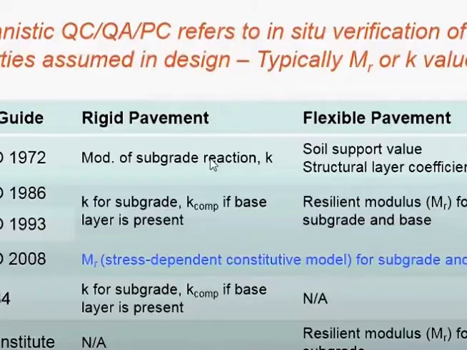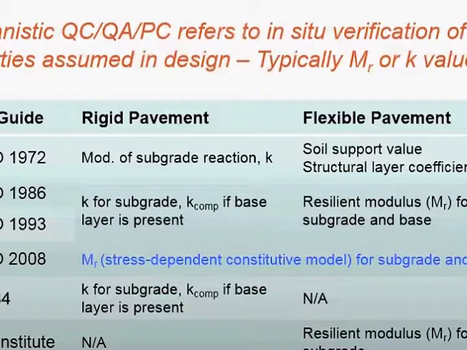Touch. Okay. So why are we talking about mechanistic QC/QA? And you'll notice I added PC. I think we really need to be talking about process control. That's kind of inherent in QC, but with intelligent construction technologies, we have the ability to allow contractors to control things in real time. That's a little bit different than QC testing.